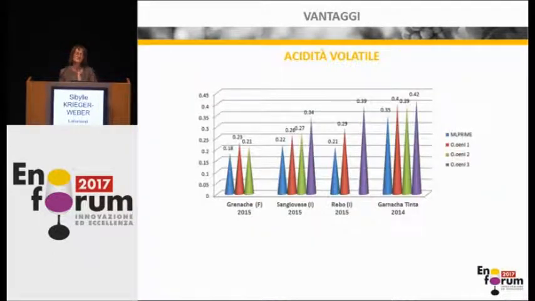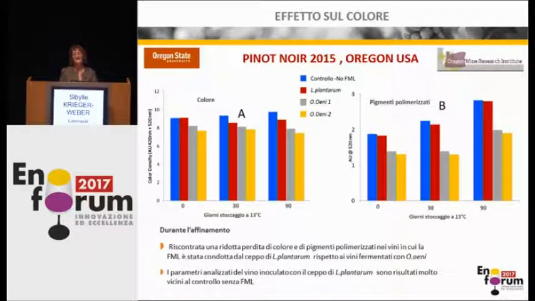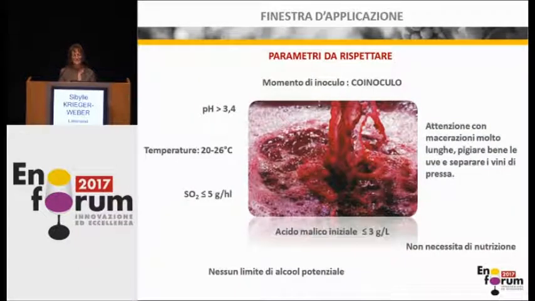What is interesting, due to these homofermentative properties, is extremely low volatile acidity levels, even in extremely high pH wines. And in Oregon we could also see a positive impact on color stabilization. We can see about the same color stability as the control wine without malolactic fermentation, due to the same level of polymerized pigments.